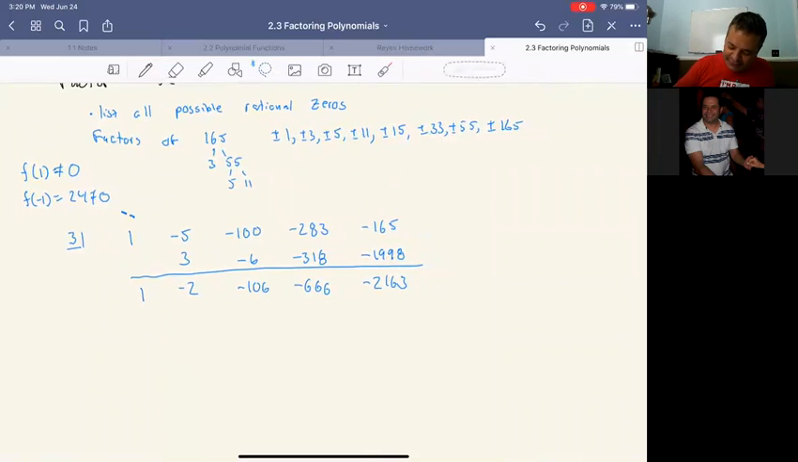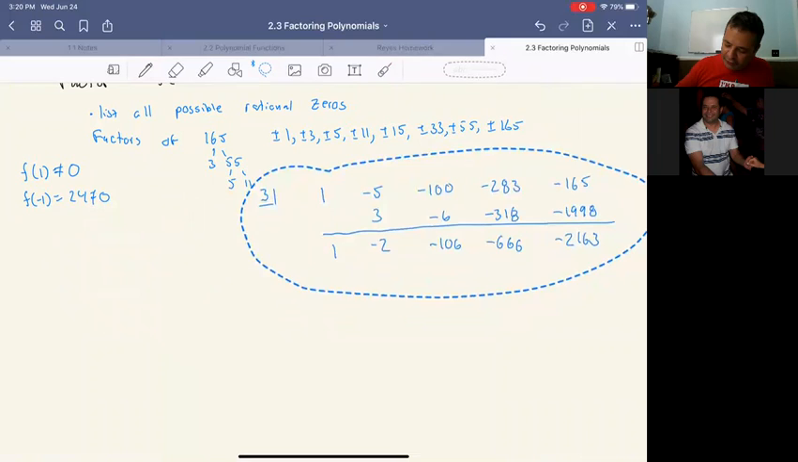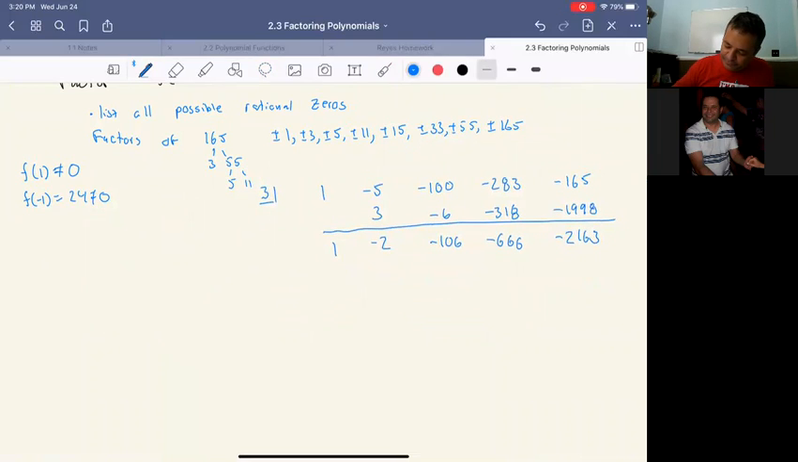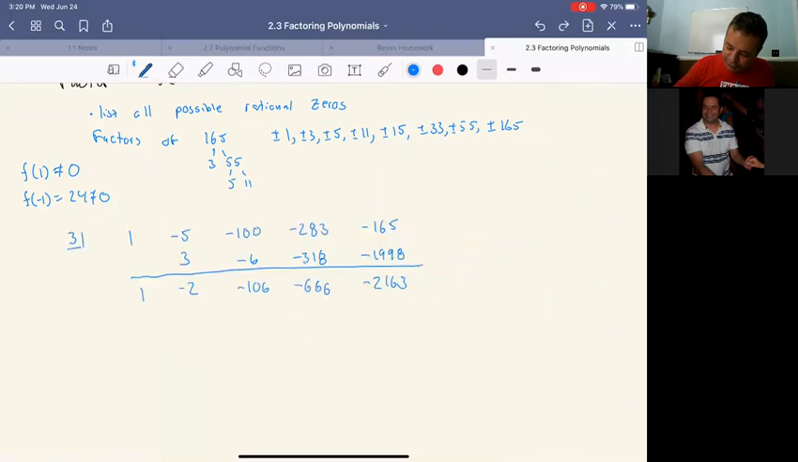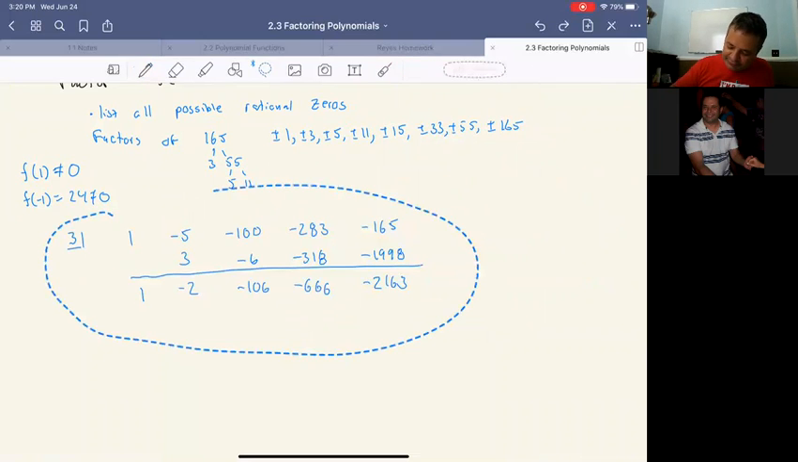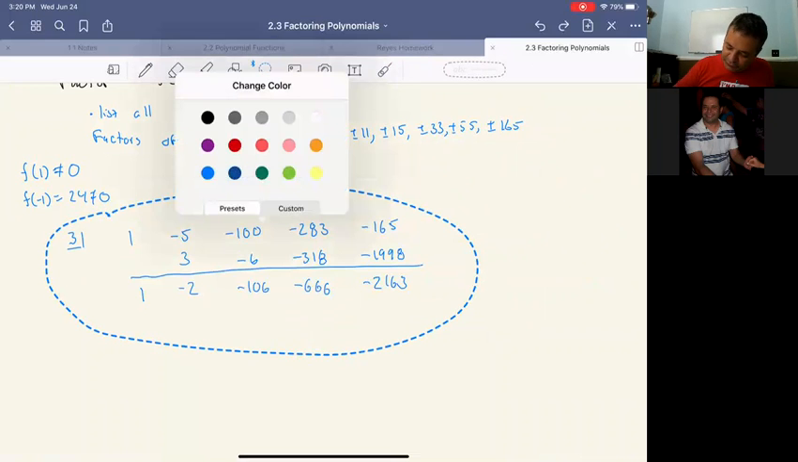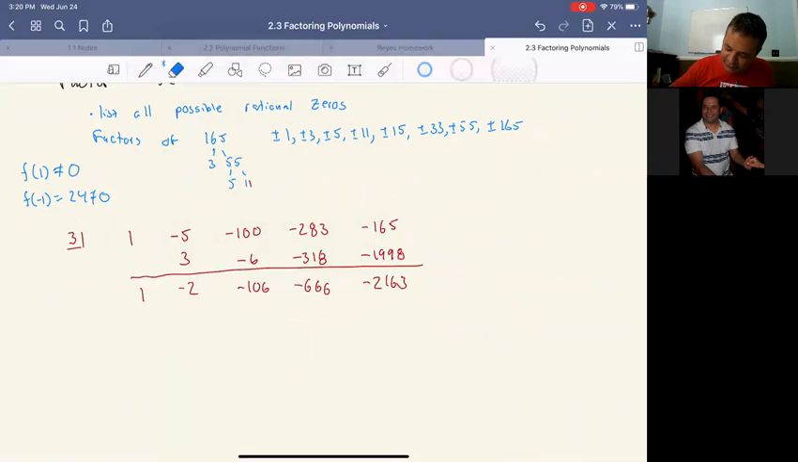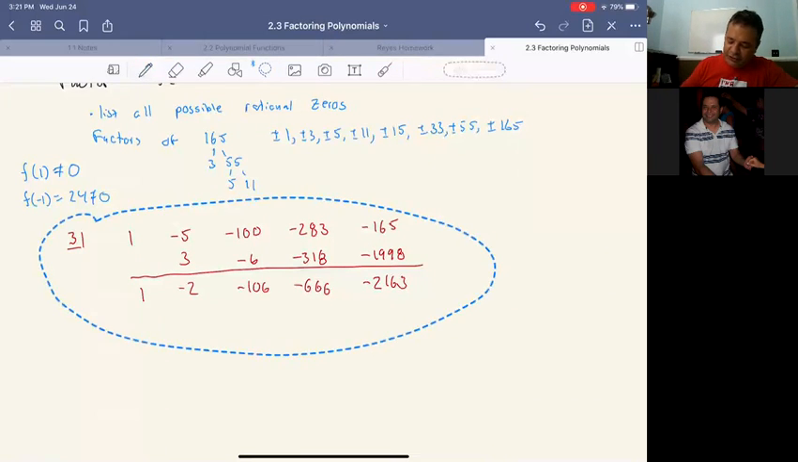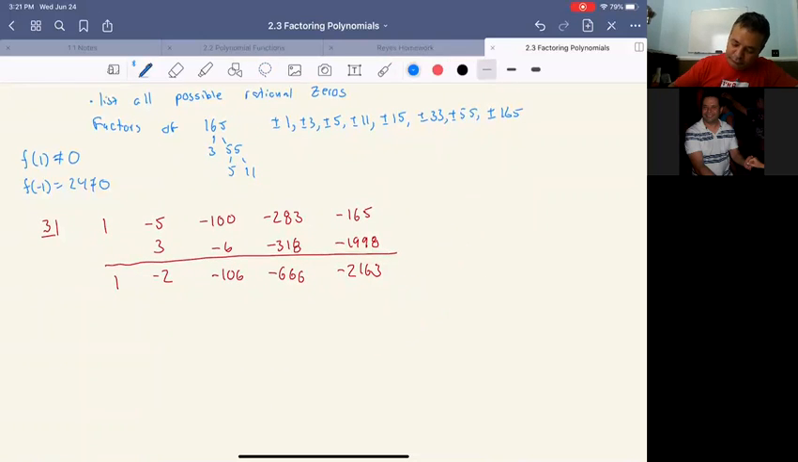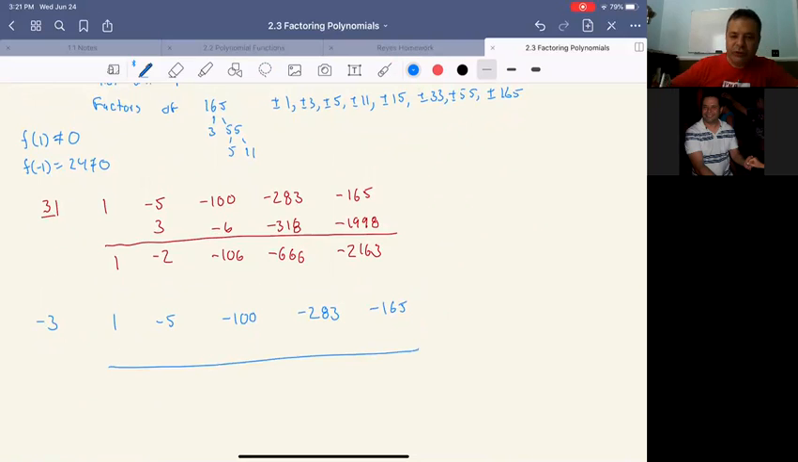Let's put it in red over here. Good. Let's try that again. Put that in red. Oh, I didn't mean to move that one. Okay, all right. So 3 is out. Well, we're going to try negative 3. Do the same thing.